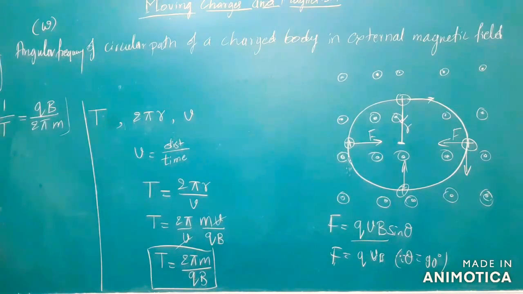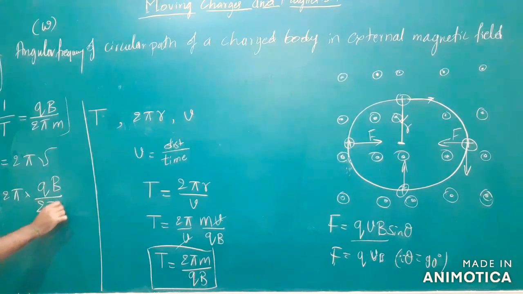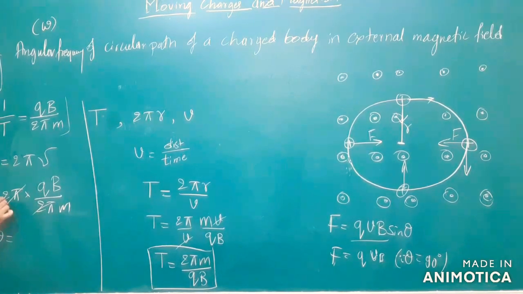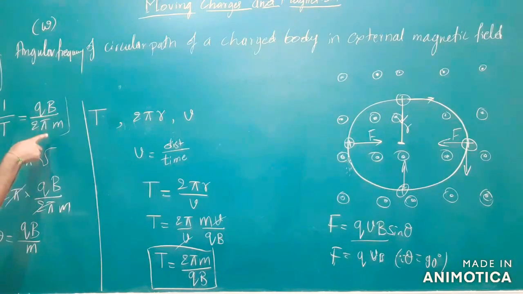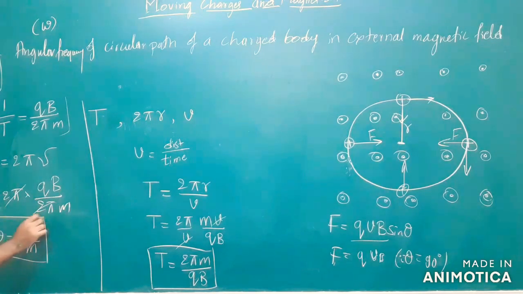Now, what is omega? Remember the expression of omega? Omega is equal to 2 pi nu, right? So omega is equal to 2 pi into nu, and nu is qB by 2 pi m, right? 2 pi and 2 pi cancel. What we are left with is omega is equal to qB by m. Is it so? Nu is qB by 2 pi m, so 2 pi nu gives omega. That's it. So omega is equal to qB by m. Now look at this expression.